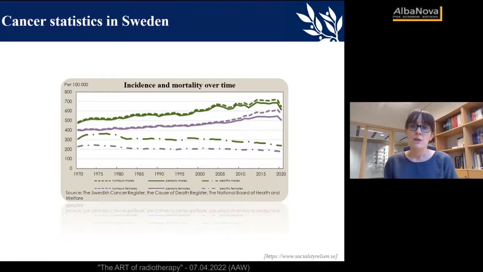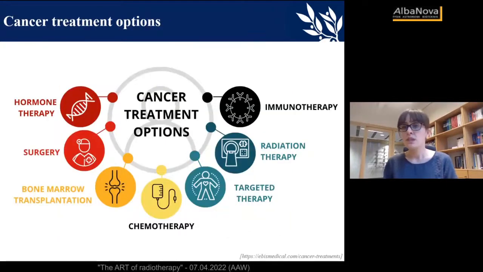Moreover, we became better at curing cancer over time. Indeed, if we look at the available treatment options for curing this malignancy, we can see that they can be schematically illustrated as divided in these 7 categories.